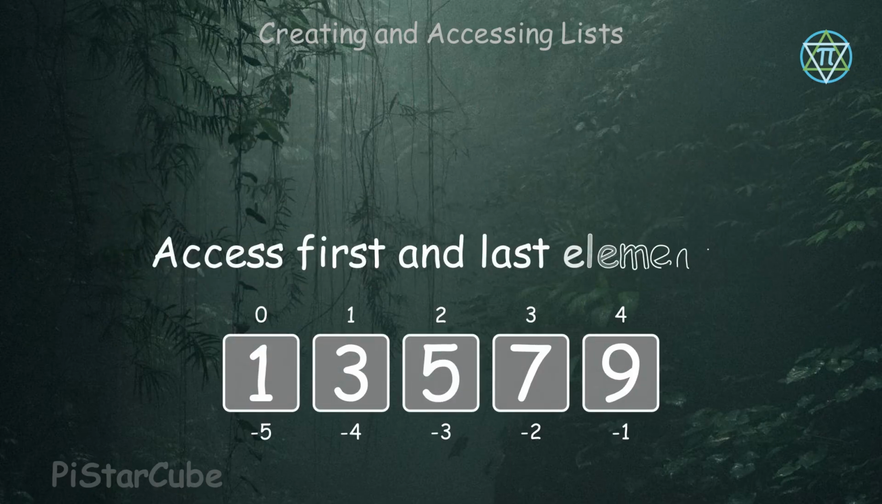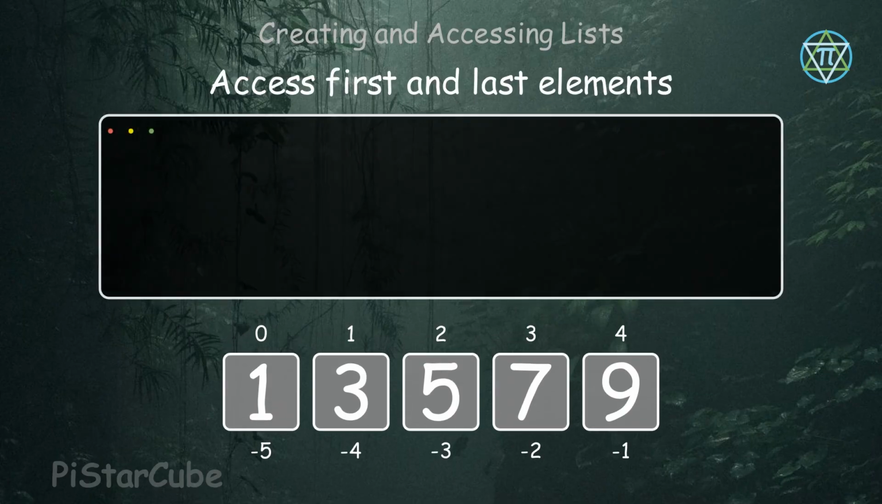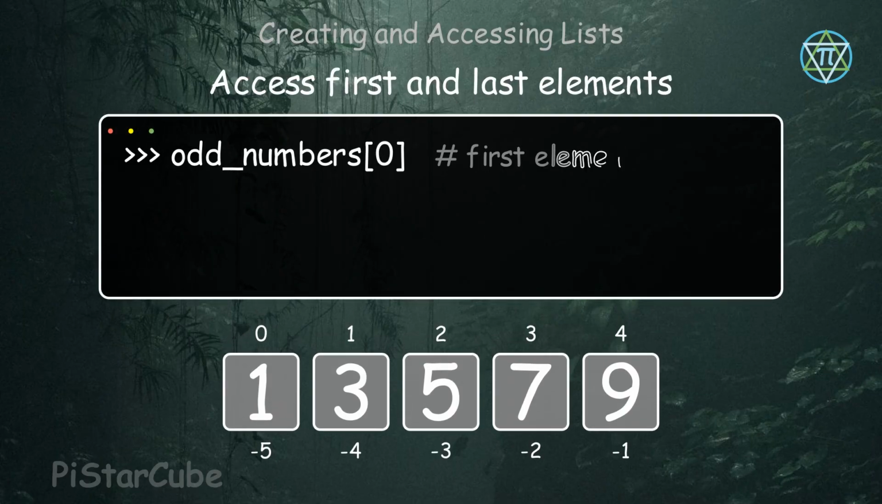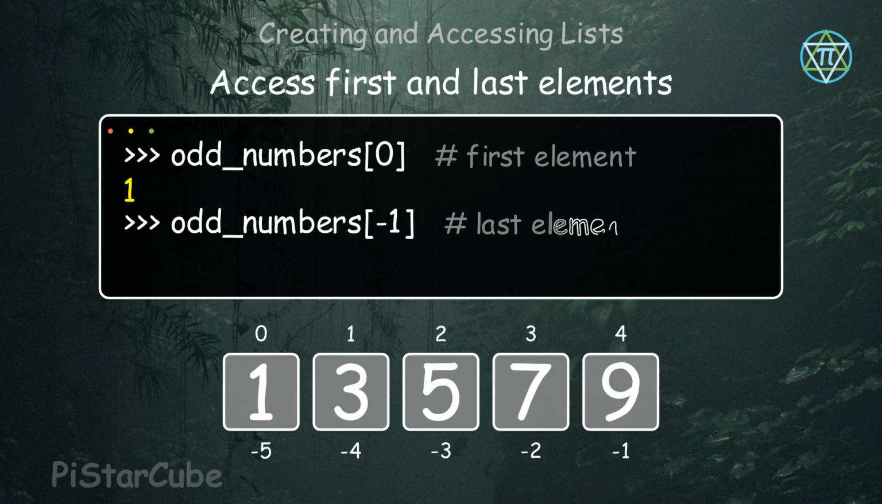Now let's look at how to access elements from our list. To get the first element, we use index 0. This gives us 1. As lists are 0-indexed, that is, elements are numbered from 0 to n minus 1. To get the last element, we use index -1. This returns 9. So square brackets let us retrieve specific items based on their position.